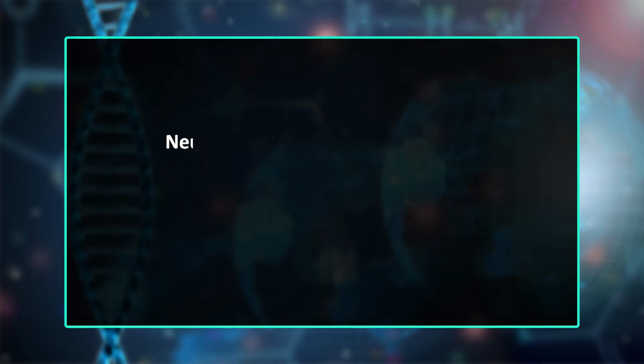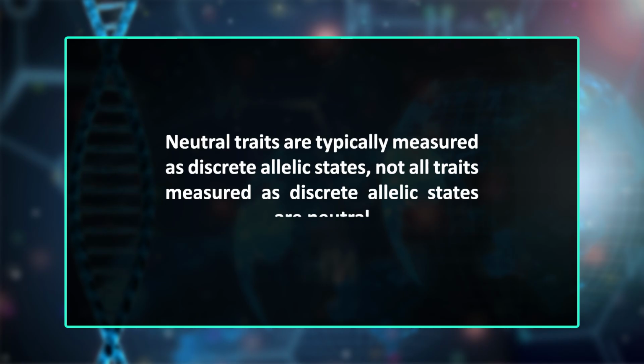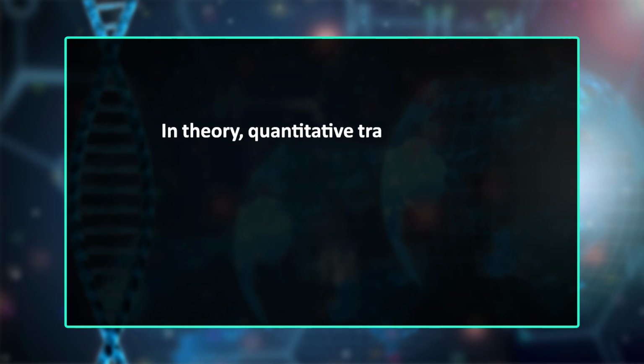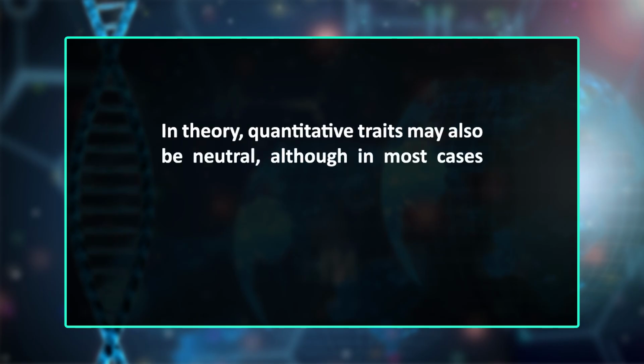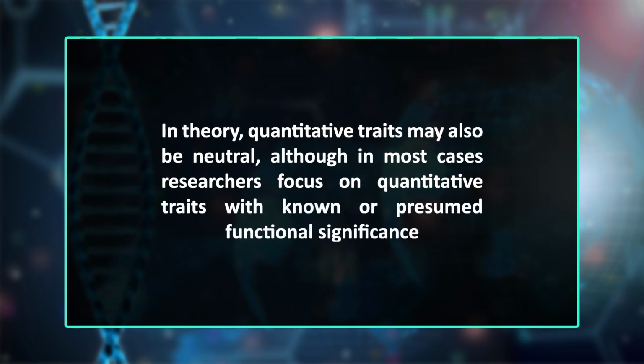While molecular markers are probably the most common way that genetic diversity has been assayed in natural populations, neutral variation in and of itself cannot by definition have any ecological consequences. While neutral traits are typically measured as discrete allelic states, not all traits measured as discrete allelic states are neutral. In theory, quantitative traits may also be neutral, although in most cases researchers focus on quantitative traits with known or presumed functional significance.